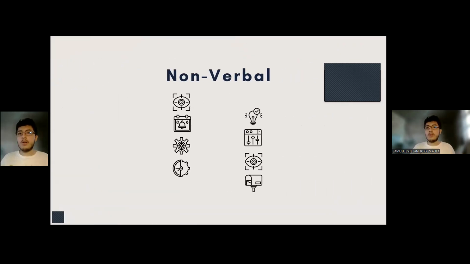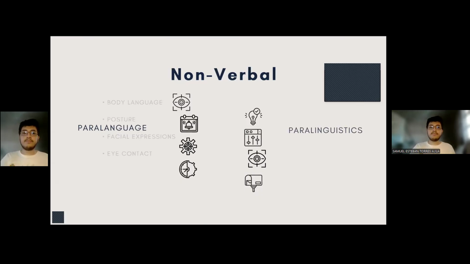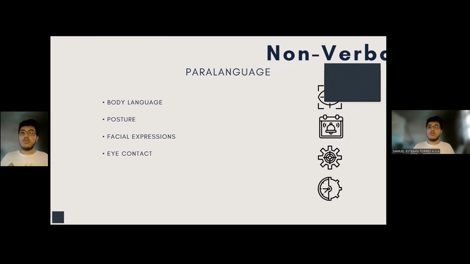When we talk about the non-verbal communication, we are talking of what is not said in the communication. We could explain it in two types, the paralanguage and paralinguistics. Let's see the paralanguage, that is more related to the body language, the gestures we adopt in some contexts of the conversation, gestures that could be explained like the posture, the facial expression, the eye contact that is so determined in, for example, serious topics or serious situations.